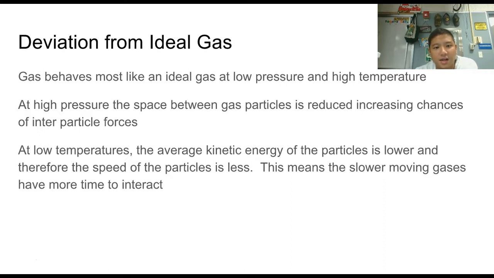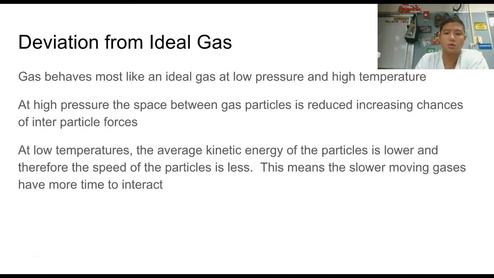Gases behave like an ideal gas best when the pressure is low and the temperature is high. That's because if I have a high pressure, I'm squeezing those gas particles together. And when those gas particles are squeezed together, they have more chances of interacting with each other. Remember, an ideal gas does not have very strong interparticle forces. But if we're squeezing them together and decreasing the space between them, then they're going to have more chances of having those interparticle forces. Same thing with lower temperatures.